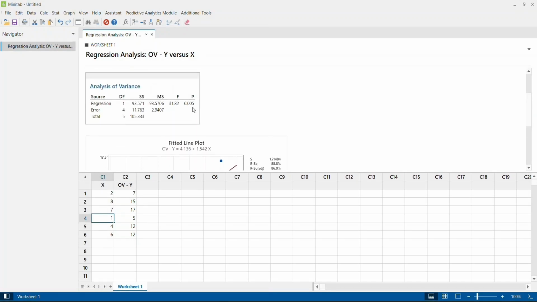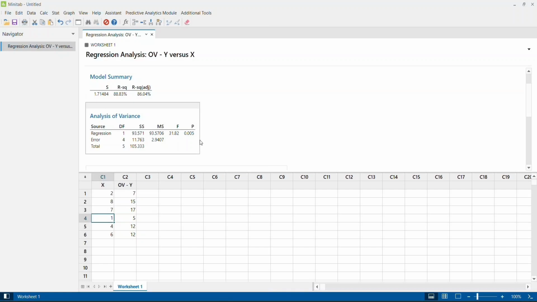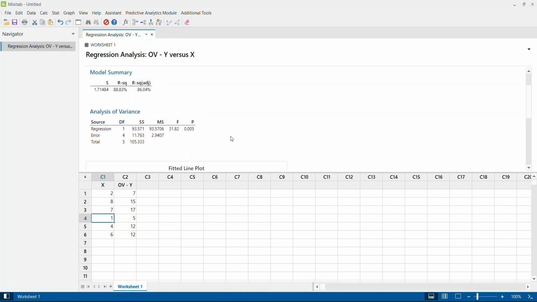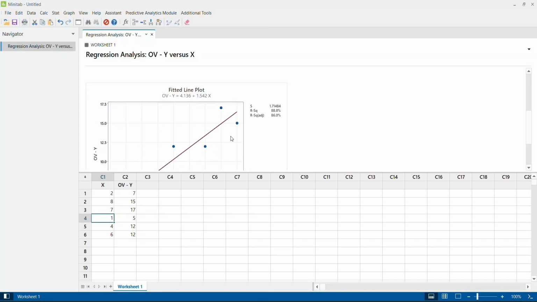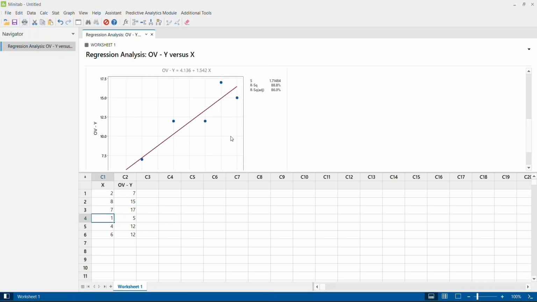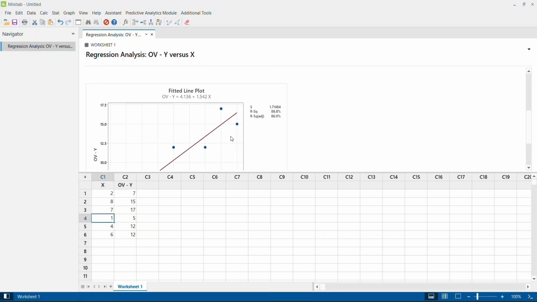And finally, you have this table. At this point of time, I don't want you to get confused with too many statistical parameters. So this table is also important, but this table talks about how these calculations are being made. So this is analysis of variance for this particular data. Maybe at this point of time, we will pause this. We will not get so deep into it. And finally, you have your fitted line plot.